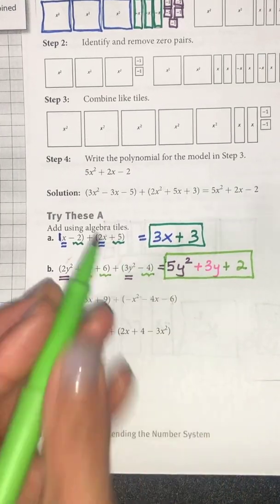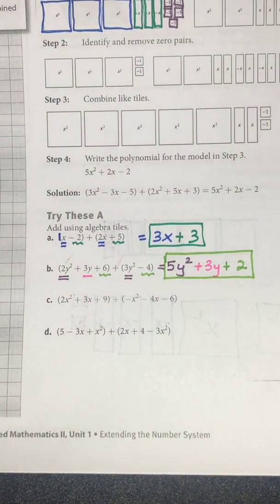These are easy, right, guys? So easy. If this is not easy to you, you need to come to tutoring. You need to come see me so I can make it easy for you guys.